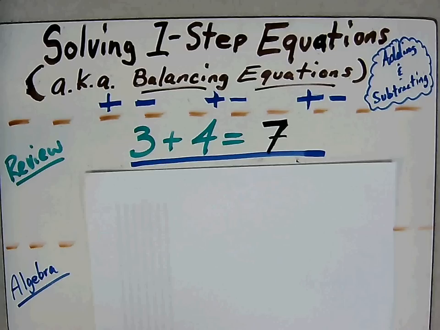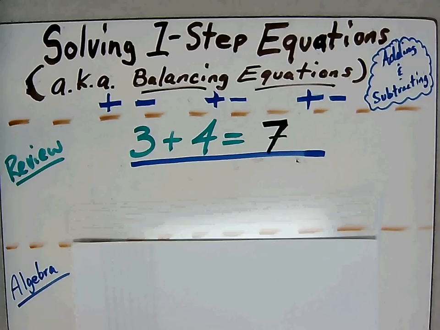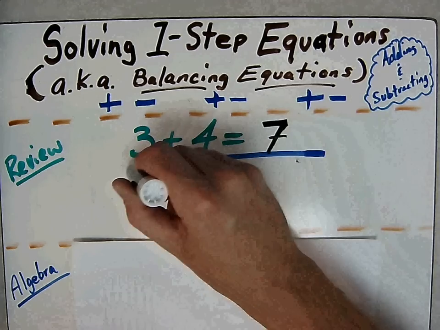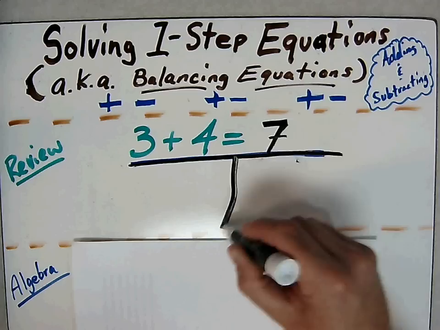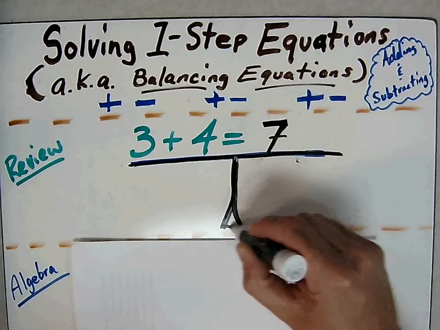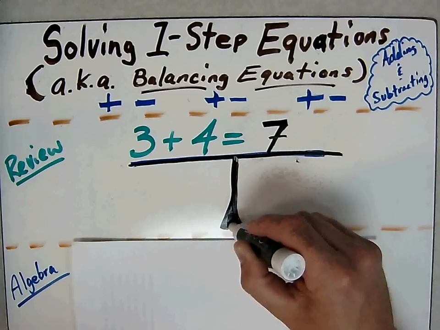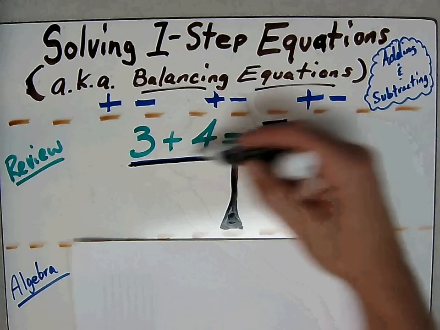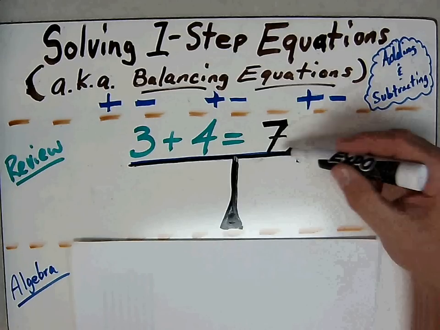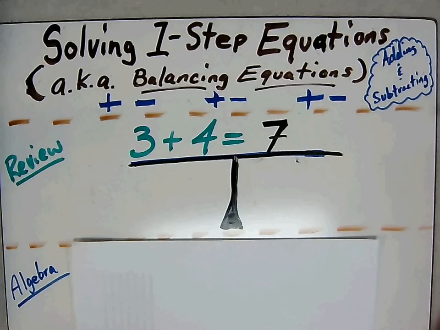What you can think of it as is, say you have a balance, like a scale, and the equal sign is the middle of this scale. I've got one of these in my room, and I'll be using it from time to time. So you want to keep it balanced. If you have a 3 and a 4 over here, what's the only thing that you can put on this side to make it balanced? Well, that'd be a 7.